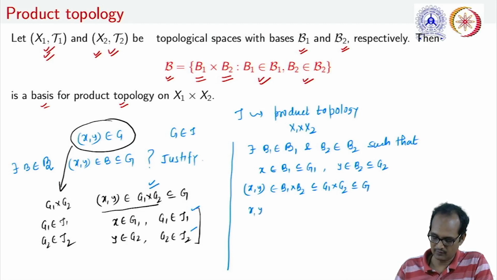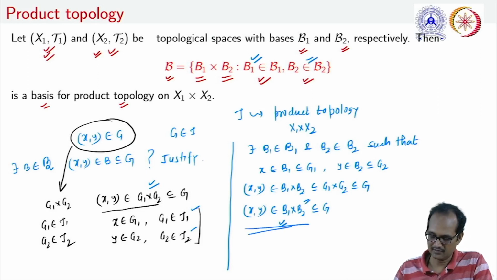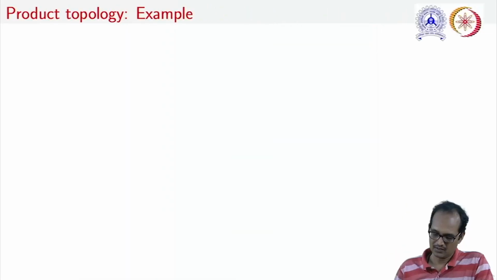So what we have obtained is that this ordered pair (x, y) belongs to B1 cross B2, and that is a subset of G. And note that this B1 is in the basis B1 and this B2 is from the basis B2. And thus this collection B, which is given here, is a basis for the product topology on X1 cross X2. Let us construct some examples.